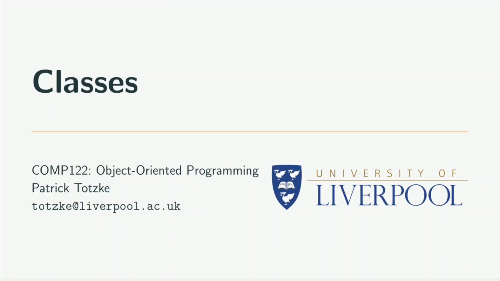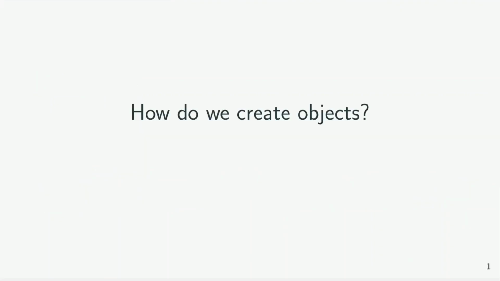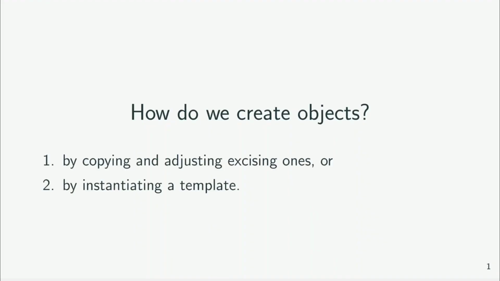Now that we know that in object-oriented programming, the main metaphor is objects that communicate by sending messages to one another, the question arises, how do we even create such objects in the first place? There are essentially two ways for doing that. The first is you create an object by copying and adjusting an existing one. And the second way to do that is by instantiating a template.